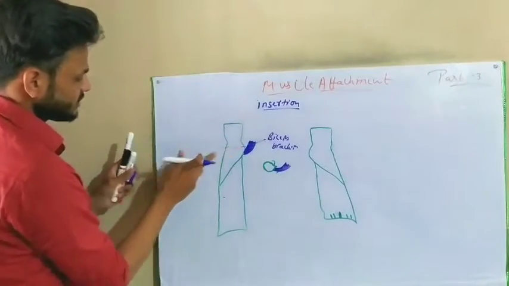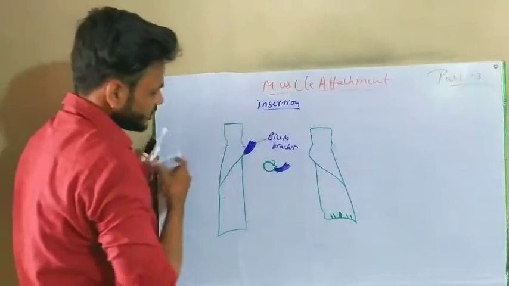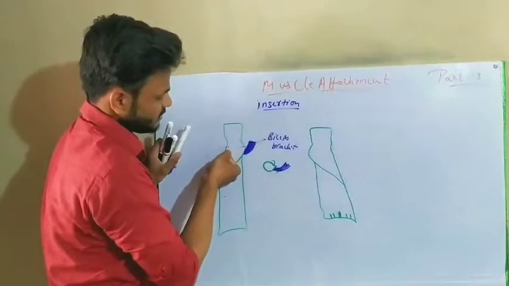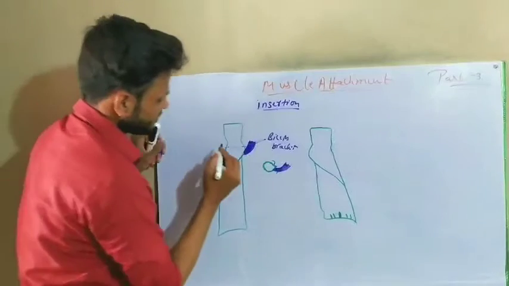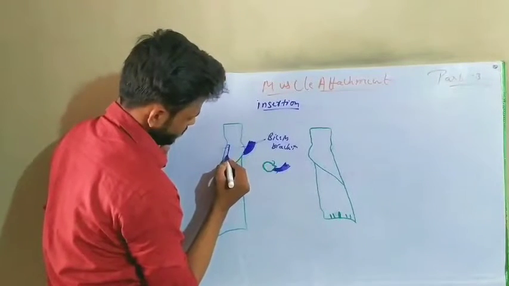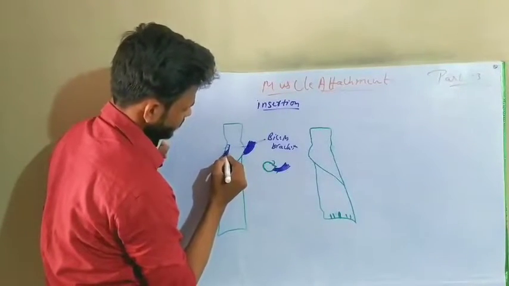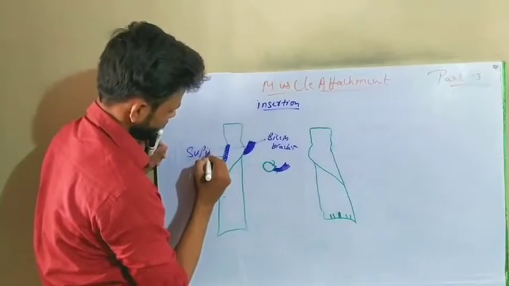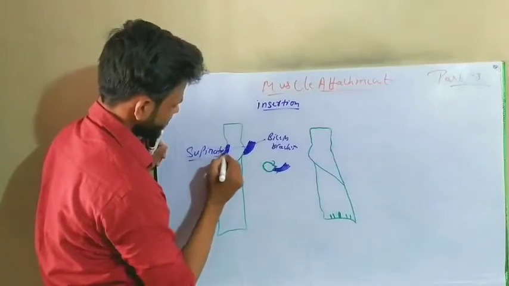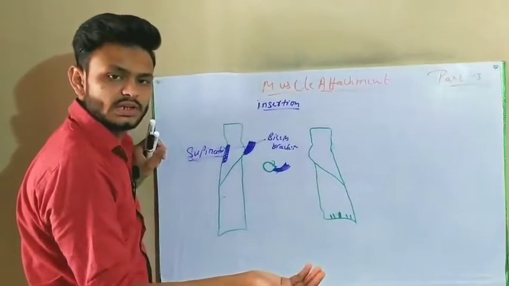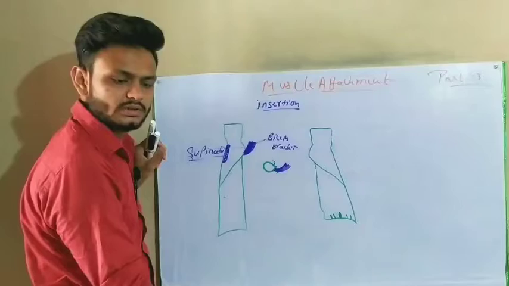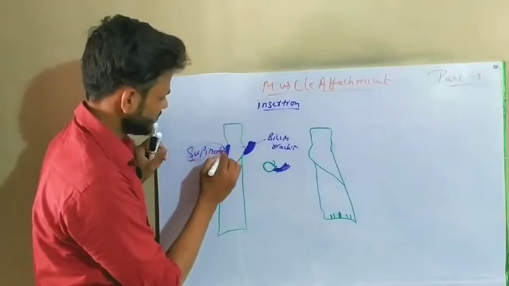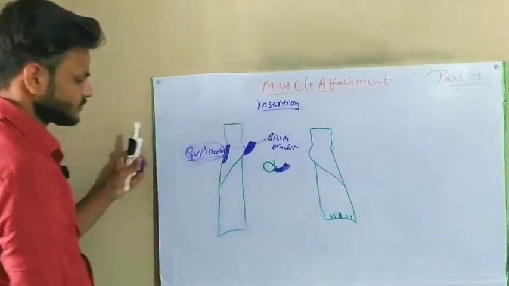Now the second muscle, which is inserted just back to the radial tuberosity. This muscle is called supinator muscle. This is responsible for supination. This is pronation, this is supination. This muscle will help in supination.